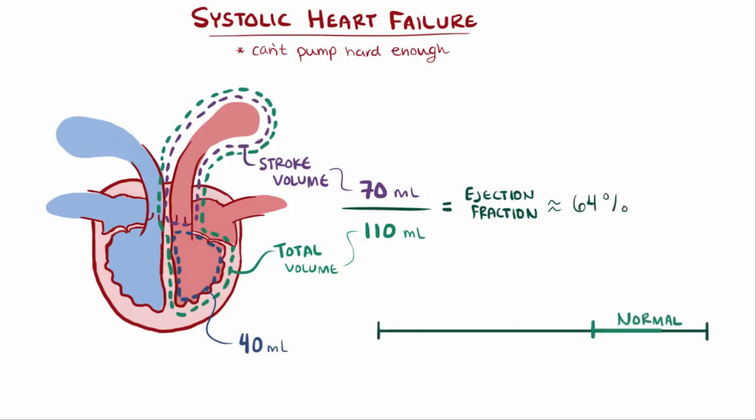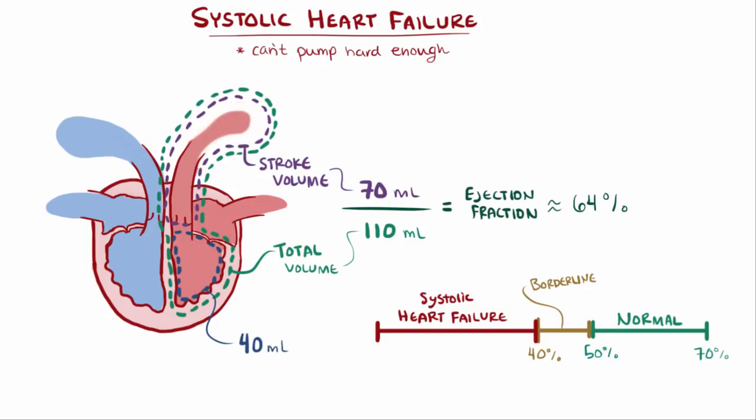A normal ejection fraction is around 50 to 70%. Between 40 to 50% would be considered borderline, and anything 40% or less would indicate systolic heart failure, because the heart's only squeezing out a little bit of blood each beat. So in our example, if the total volume of the left ventricle was 110 milliliters, but only 44 milliliters was pumped out with each beat, then you have 44 milliliters divided by 110 milliliters, which is 40%. And we would say that person is in systolic heart failure.